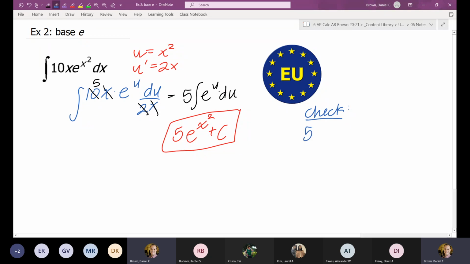5 is a coefficient. The derivative of e to the x squared is e to the x squared times the 2x. That's coming from the chain rule. C is, of course, going to go to 0. Well, 5 times 2x is going to give you the 10x. So we know that we do have the correct answer. Questions on that one?